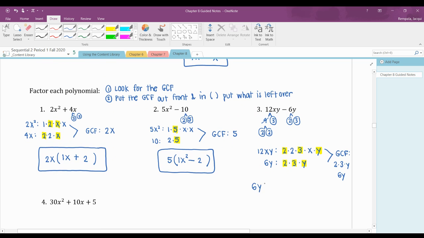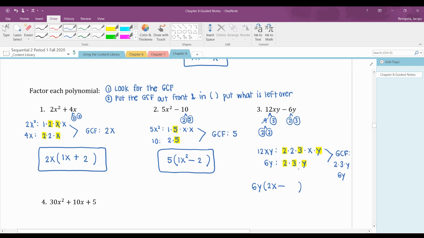So 6y is going to go out in front of the parentheses, and now I have to put whatever's left over. Because my two terms right there are being broken up by a subtraction sign, I want two terms in parentheses being broken up by a subtraction sign. If I look at what I have left over in the top row, what is not highlighted is a 2 and an x. Well, 2 times x is 2x.